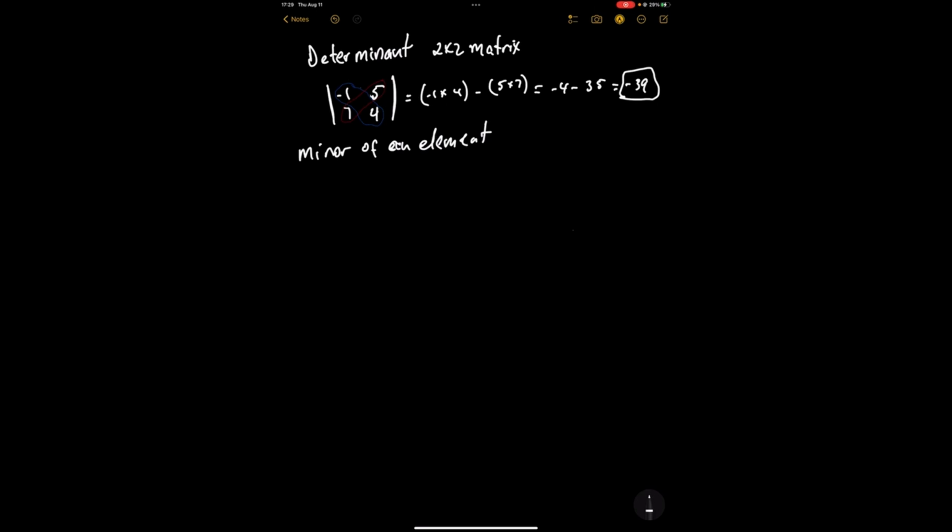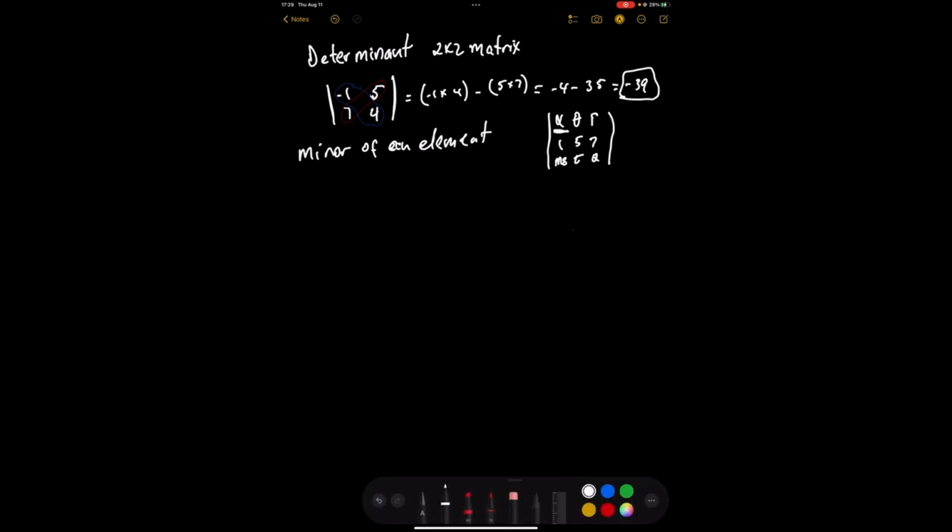All they are saying is this: if you have a 3 by 3 matrix as follows, let's say we got alpha, theta, and gamma, and we have 1, 5, 7, ms, t, q. Let's say we have this kind of 3 by 3 matrix. What they are basically saying is this: if you want to find the minor of an element, let's say we're going to find the minor of alpha.